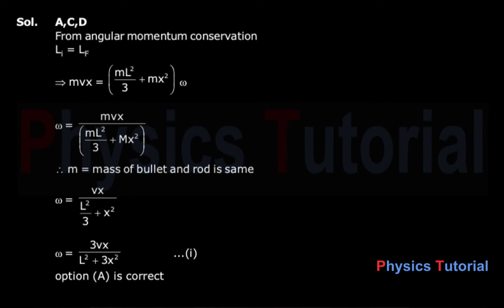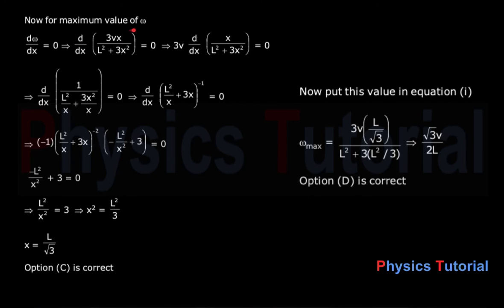Now differentiate this for maxima and minima. For a maximum or minimum value, d omega by dx equals 0. The omega expression from option A, which was correct, is 3 v x upon (l square plus 3 x square). Differentiating this, you can use the quotient rule or the chain rule directly. 3v is constant, take it outside: 3 d by dx of x upon (l square plus 3 x square).